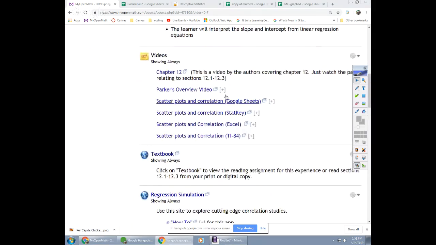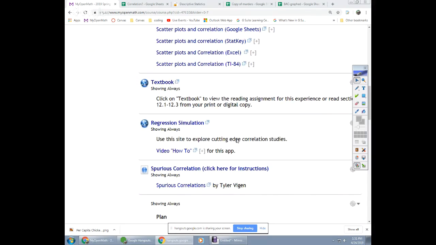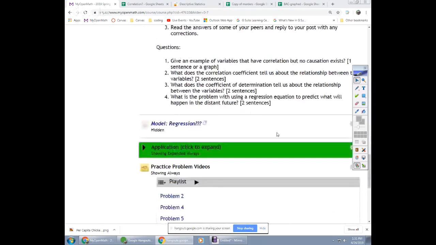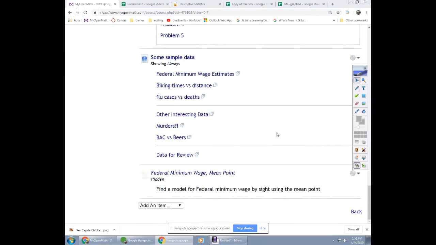There are some videos. This is my day 1 video, specifically videos on how to do scatter plots and correlation with Google Sheets or StatKey or Excel with TI-84. Textbook, good thing to check out. Scroll all the way to the bottom. I have some sample data to play with.